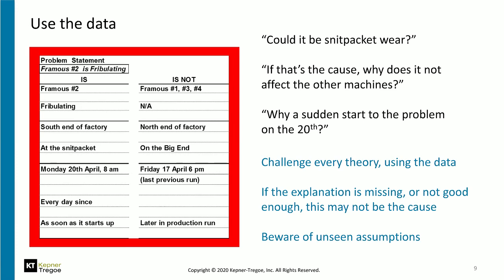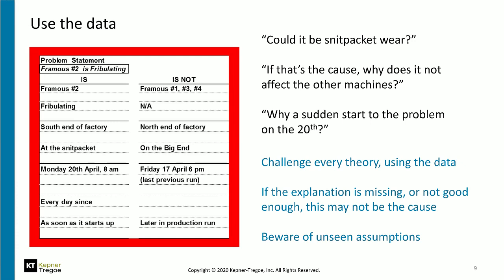Okay, so if the snip packet starts to wear, why would we get a sudden start to the problem on the 20th? Surely we'd get a little bit of a problem earlier than that. It's just fallen off a cliff here. The machine's just not working properly. And so what we're illustrating here is if you've got enough information, you can use that information to challenge every theory. If the explanation is missing or not good enough, this may not be the cause. Bin it and beware of unseen assumptions.